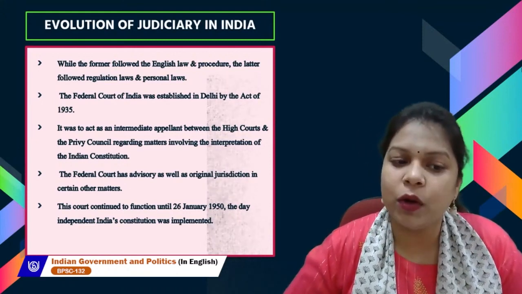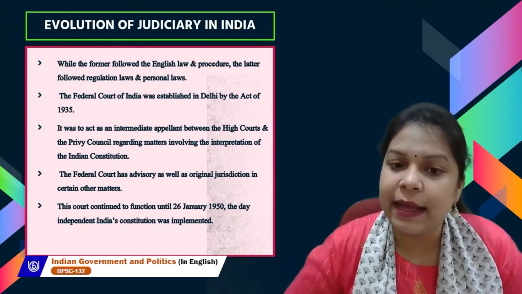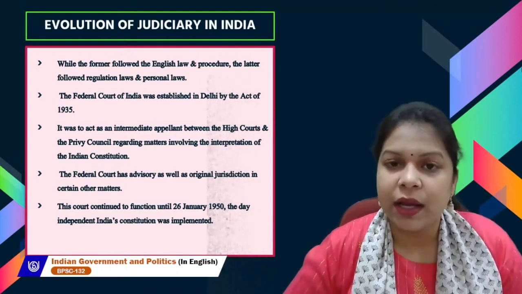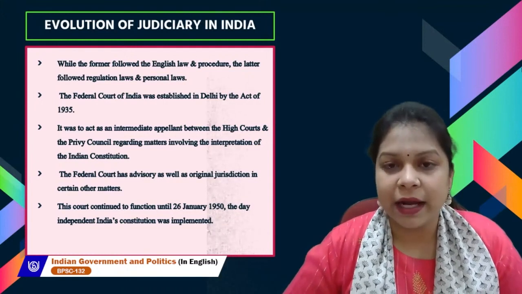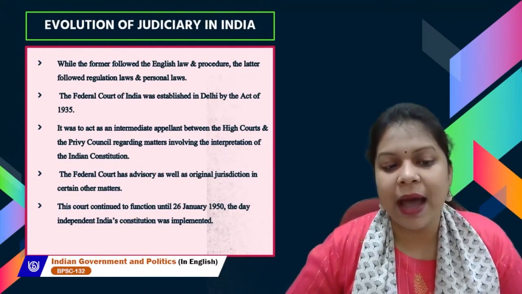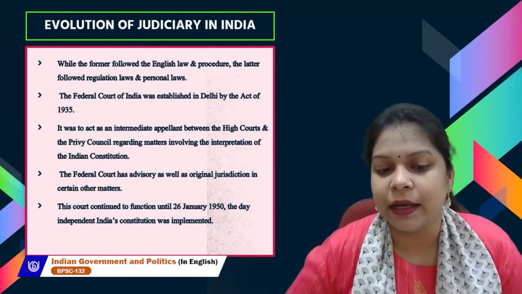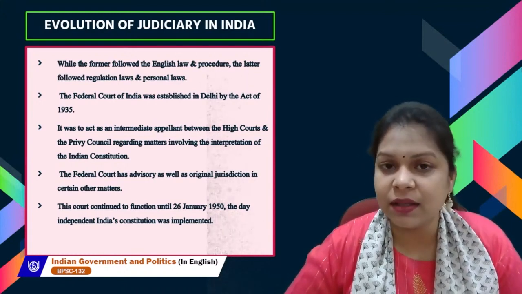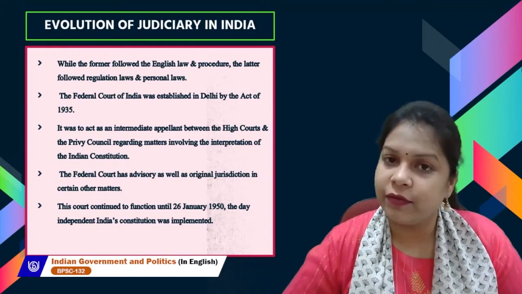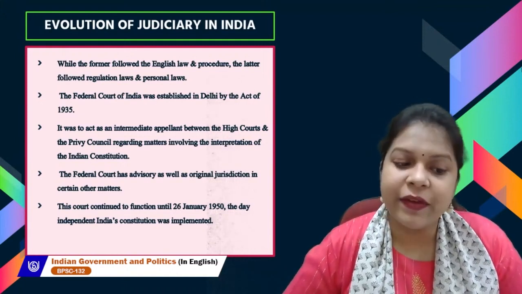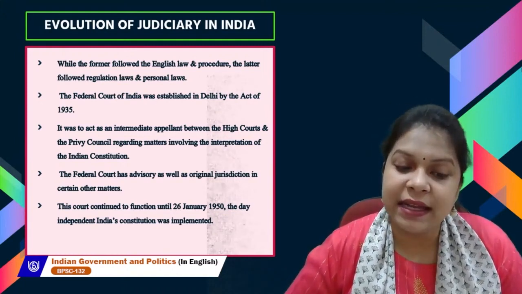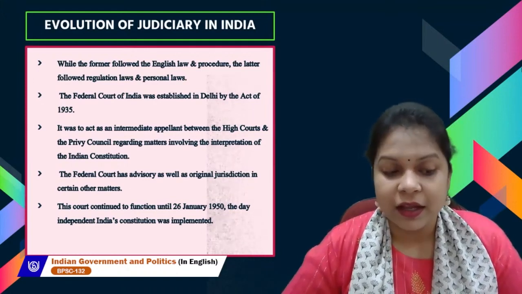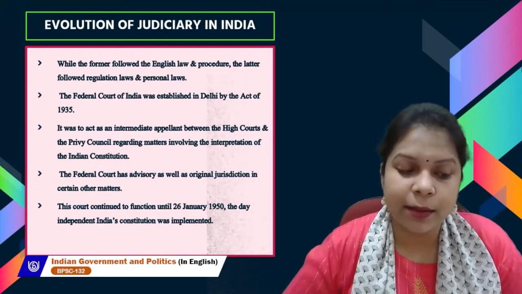So, the Federal Court of India was established in Delhi by the Act of 1935. It was to act as an intermediate appellate court between the high courts and the Privy Council regarding matters involving the interpretation of the Indian Constitution. The Federal Court had advisory as well as original jurisdiction in certain other matters. So it was a very important court at that point of time.